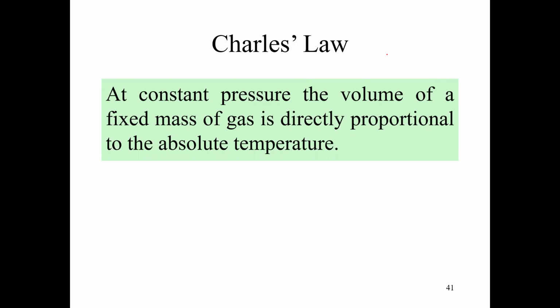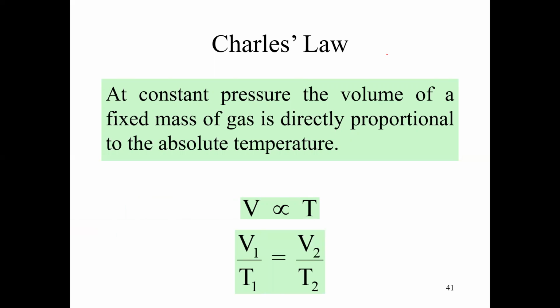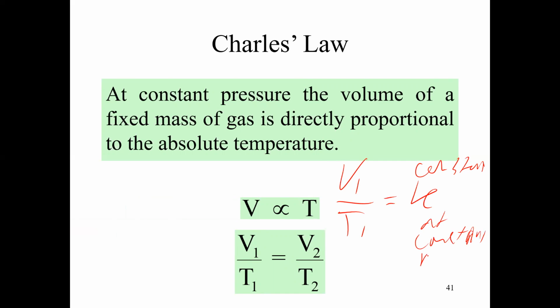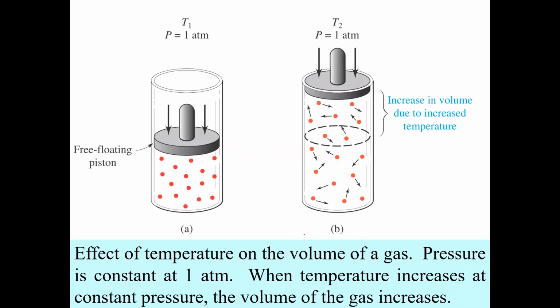And so there's a volume temperature relationship between them. At constant pressure, the volume of a fixed mass of gas is directly proportional to the absolute temperature. So here you have V and T related to that. V1 over T1 equals the constant there. This is another constant at constant pressure. Okay, so the formula equation there is related to that. The effect of temperature on the volume of the gas at a constant pressure of 1 atmosphere: you increase the temperature inside that vessel, and the volume will go up. A good example of that would be a hot air balloon. Increasing the amount of warm air inside the balloon will cause it to expand and then it will float on the atmosphere around it.